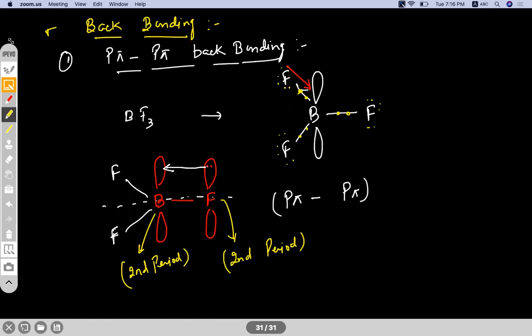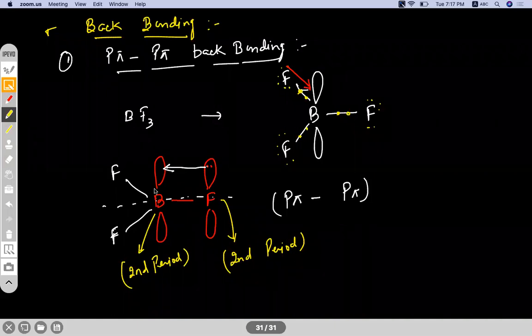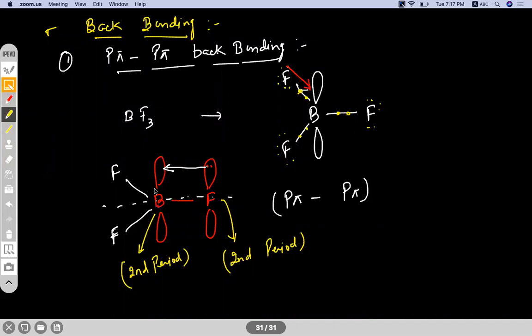Right, so in this what happens, you see, the electron deficiency, write down this point, the electron deficiency of boron atom decreases due to back bonding. Next line, as back bonding tendency increases, electron deficiency decreases.